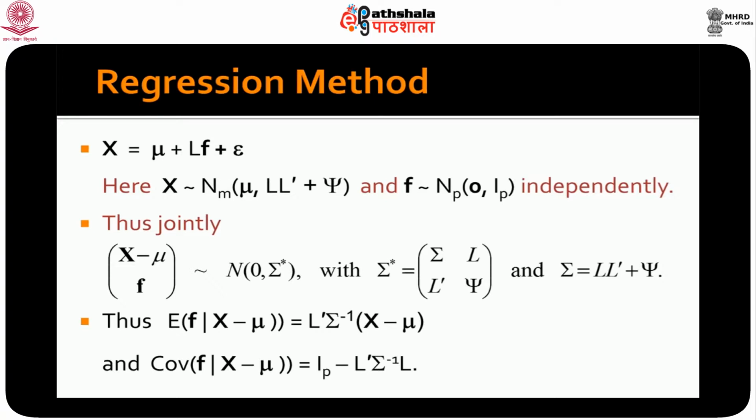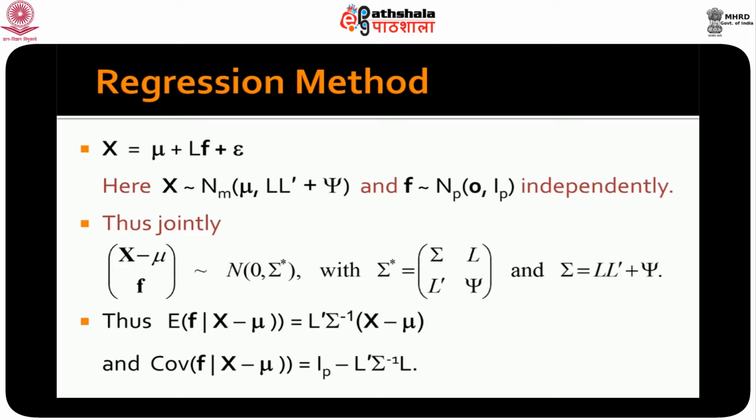So if we use this result, now remember again that this is a multivariate normal distribution, and if you remember the properties we have for the multivariate normal distribution, you know that the conditional mean of f given x minus mu would be L prime sigma inverse x minus mu. That's basically the regression line. So it's given by the covariance between f and x, which is L prime, and then the variance covariance of x, which is sigma, and that will come as an inverse, and then you have x minus mu. So the expectation of f given x is L prime sigma inverse x minus mu.